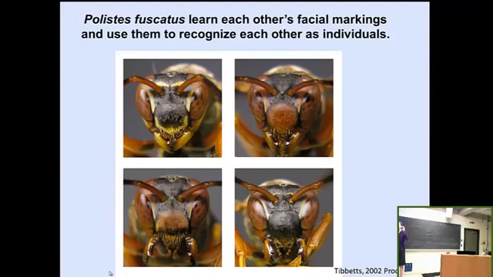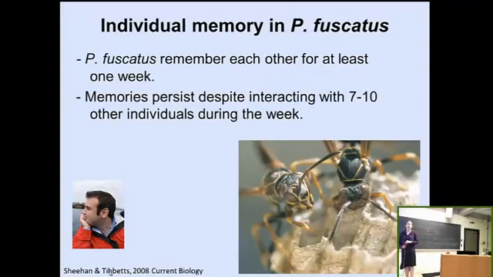It requires a lot of learning and memory to function effectively. So you actually have to memorize the facial patterns of individuals you interact with and recall them during subsequent interactions. So that seems like a kind of cognitively challenging thing for an insect to do. So we were interested in learning more about how good their individual memory actually is. So this is an experiment done by Mike Sheehan, who's currently a postdoc at Berkeley, but was my grad student at the time.